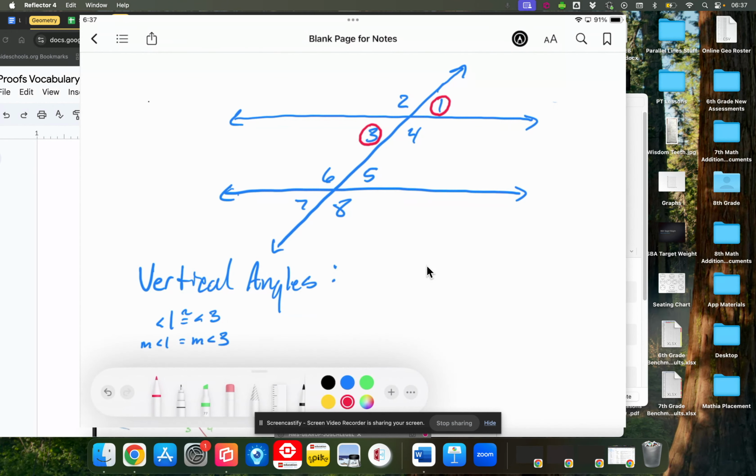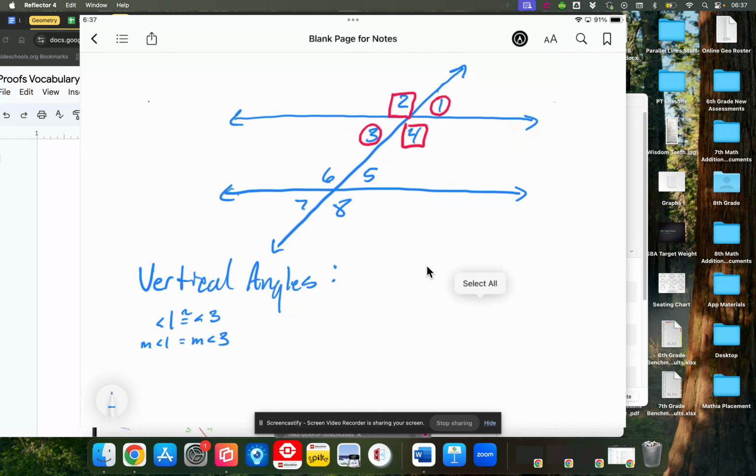Continuing, angle 2 shares a vertex and is opposite with angle 4. So we can say that angle 2 is congruent to angle 4, which means the measure of angle 2 is equal to the measure of angle 4.